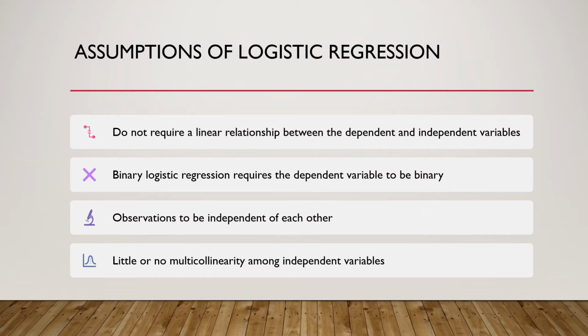Assumptions of logistic regression. Logistic regression does not require a linear relationship between the dependent and independent variables. Binary logistic regression requires the dependent variable to be binary. Also, logistic regression requires the observations to be independent of each other. In other words, the observations should not come from repeated measurements or matched data. Lastly, logistic regression requires there to be little or no multicollinearity among the independent variables. This means that the independent variables should not be too highly correlated with each other.